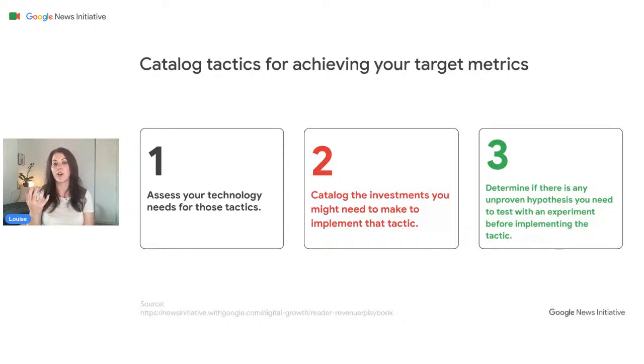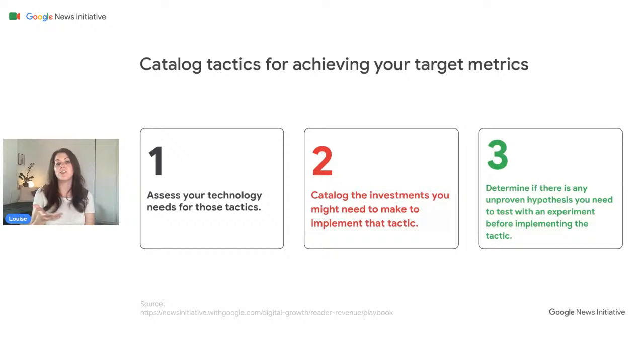How much will it cost over 1 year? What portion of that cost is fixed versus recurring? And determine if there is any unproven hypothesis you need to test with an experiment before implementing the tactics. And if so, what is that experiment?